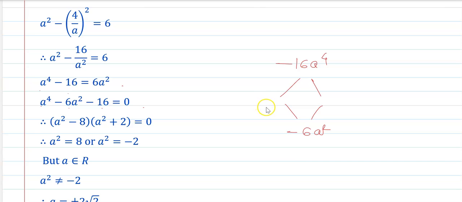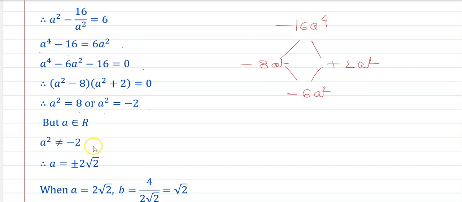Then what are the two numbers? Which two numbers are there whose sum is minus 6 and product is minus 16? That is minus 8a square plus 2a square. And hence the factors are minus 8 and plus 2. That is (a square minus 8) into (a square plus 2) is equals to 0. a square is equals to 8 or a square is equals to minus 2. But a belongs to set of real number. Therefore, a square is equals to minus 2 is not possible. Why? Because square of real number is always positive. Then what is possible? a square is equals to 8.